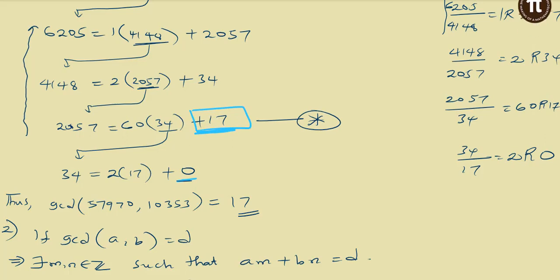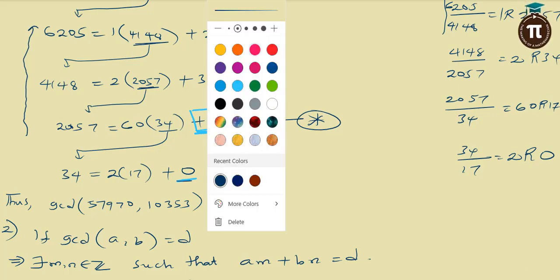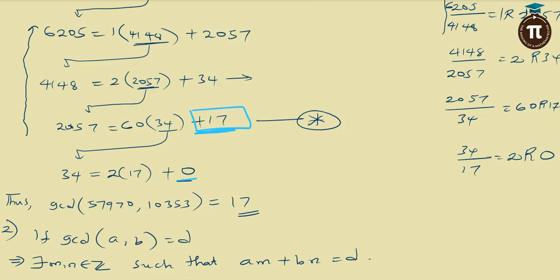So I have written this, 2057 equals 60 times 34 plus 17. So the next thing is make 34 the subject of formula. When you make 34 the subject of formula here, this is what you are going to obtain. In fact, maybe I should make everything the subject before I substitute. This one will be 4148 minus 2 times 2057 is equal to 34, as I have made the remainder the subject.